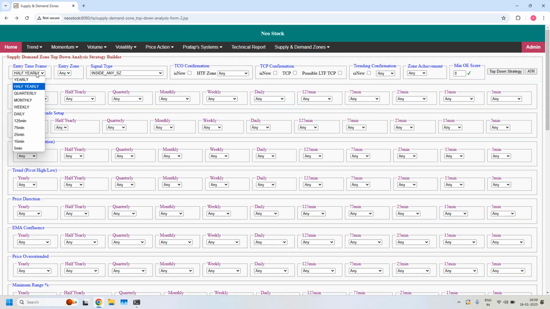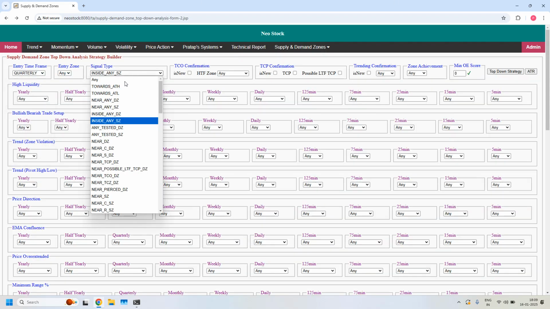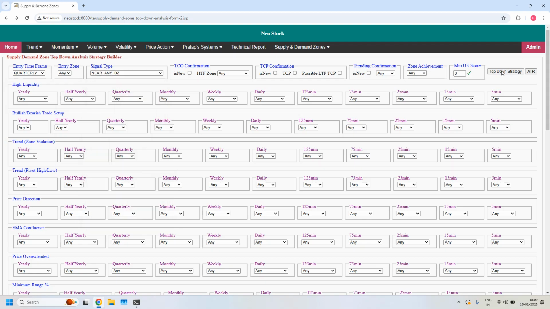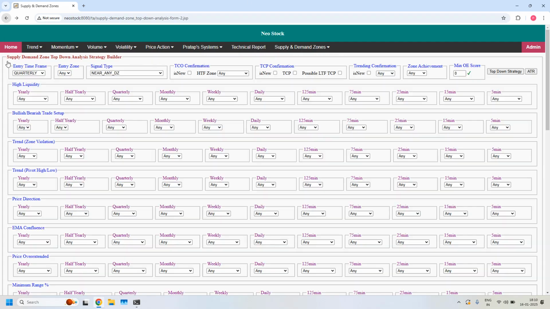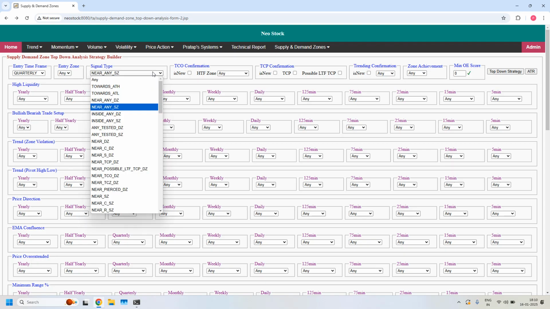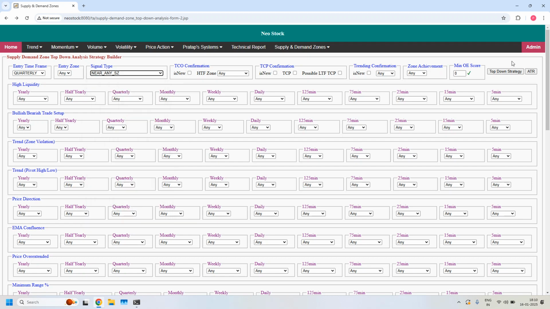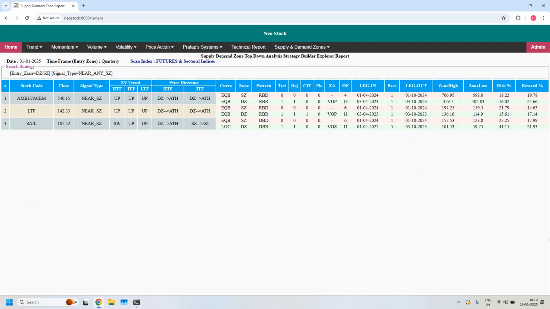Next time frame is quarterly. Stocks near the quarterly demand zone. We got 1 stock. Next quarterly time frame. Price near to the quarterly supply zone. Sorry for the mistake. We got 3 stocks.